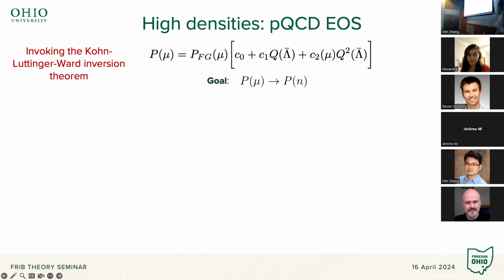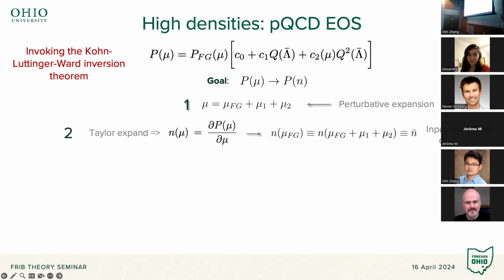So what we did was we used this, which has been done before, but not, I think, in pQCD. You can find this in Fetter and Walecka's many-particle systems book. So the goal is to transform this from P of mu to P of n. Also, this is the only mathy slide, so please bear with that. So the first thing that we did was we did a perturbative expansion in the chemical potential up to second order, because we only have N2LO results, so we can only go that far consistently and trust what we're getting. And then what you do is you Taylor expand the number density, which is just this derivative of the pressure with respect to the chemical potential. And then you figure out what your Fermi gas term is.